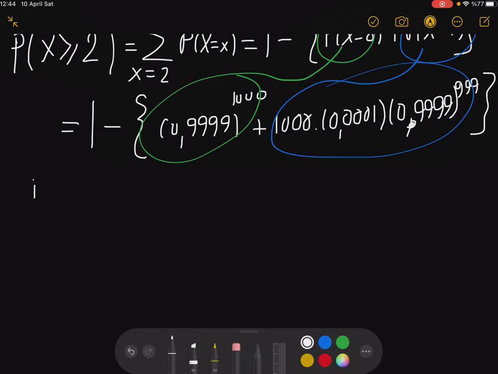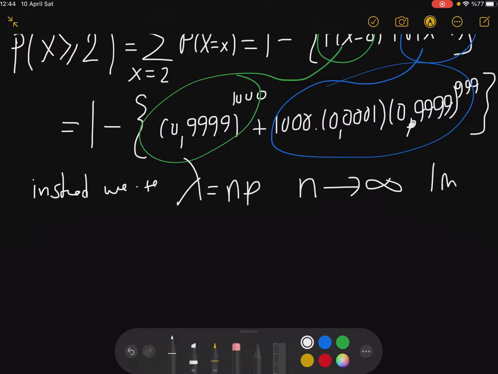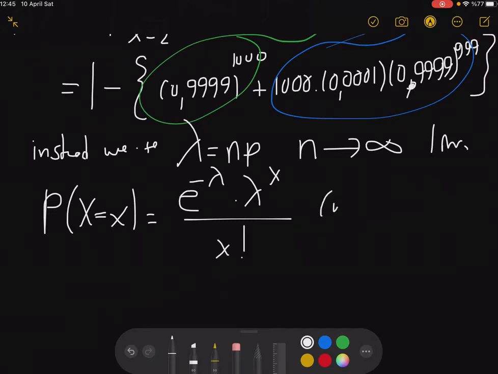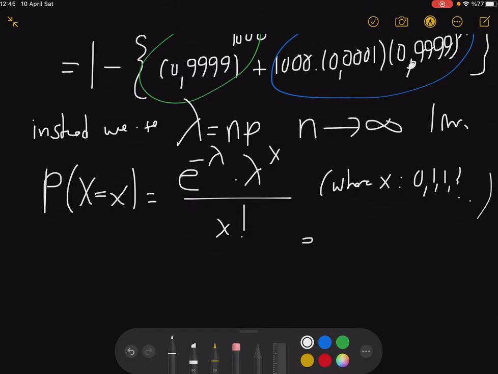So that's where Poisson takes the stage. Since it is hard to calculate, instead we use Poisson. Instead we use lambda, which is your np, namely your expected value, when your n goes to infinity, like its limit. You can calculate this probability like this using Poisson: e to the minus lambda, lambda to the x, over x factorial, where your x can be 0, 1, 2, 3, and so on. It goes like this to infinity. And e is the number 2.718. You can also use the table in your textbook for calculation as well.